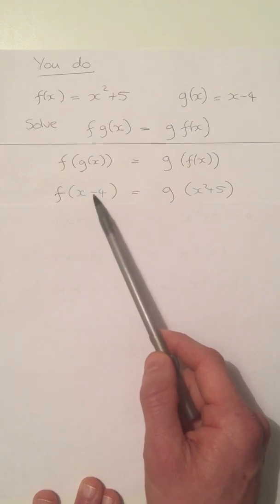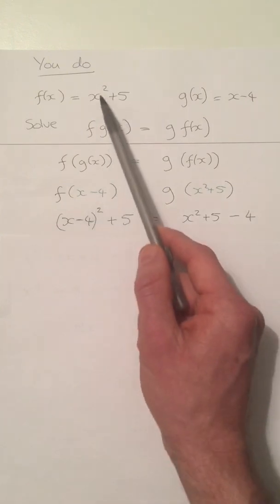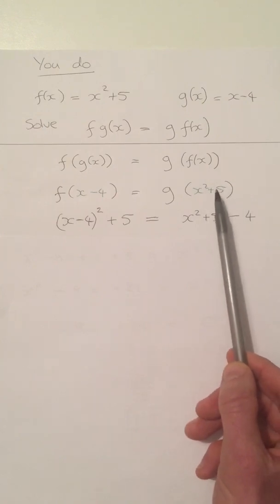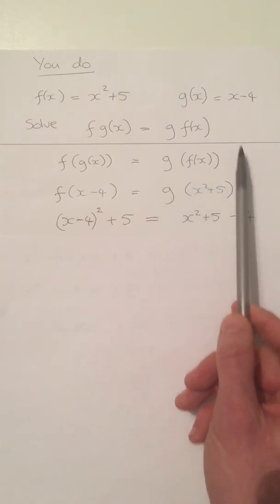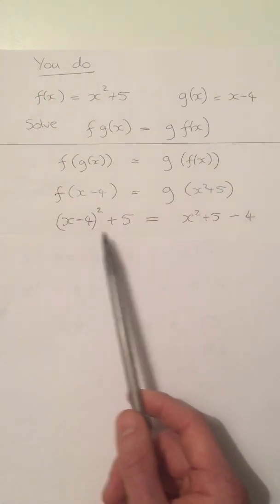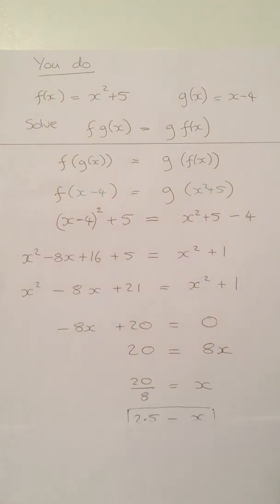So if I'm putting the x minus 4 into the f of x function, I'm putting this in here, that will give me the x minus 4 all squared plus 5. Over here, if I'm substituting the x squared plus 5 into the g function, I'm taking the x squared plus 5 and putting it here, like that. Then expand the brackets, collect up like terms, make it equal to 0. In fact, when you take away the x squared off both sides here, it's no longer a quadratic equation, which makes it nice and easy for us, because then we can take the 8x to the other side and divide by 8 to get our solution.